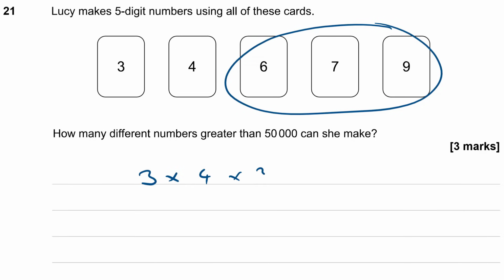Then she'll have 3 choices for her next digit, and 2 and then 1. So the total number of selections that she's got is going to be 3 times 4 times 3 times 2 times 1, which is 72 choices.